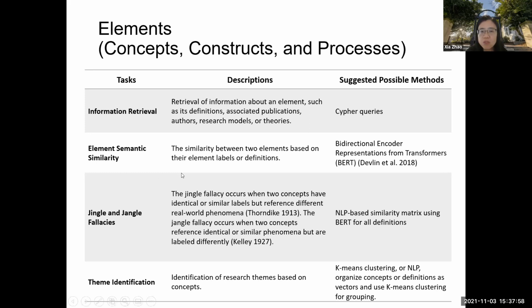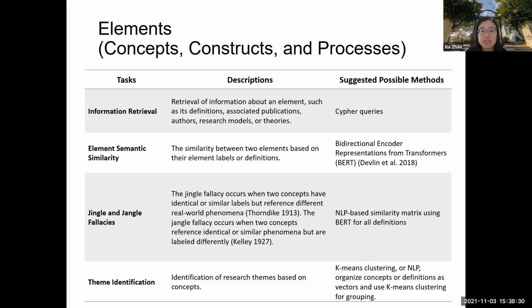And we can also do some similarity analysis between elements. So we can analyze the similarity level between elements based on labels or based on definitions. Natural language processing has some methods we can leverage, like the BERT tool. And also, we can help resolve jingle and jangle fallacies.